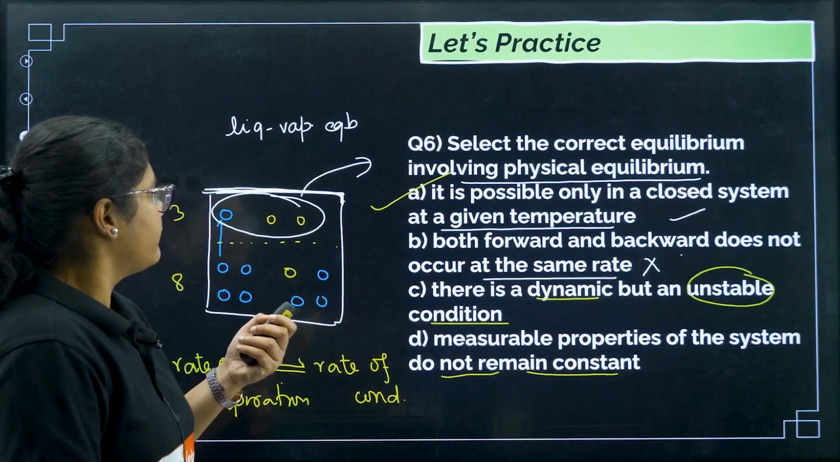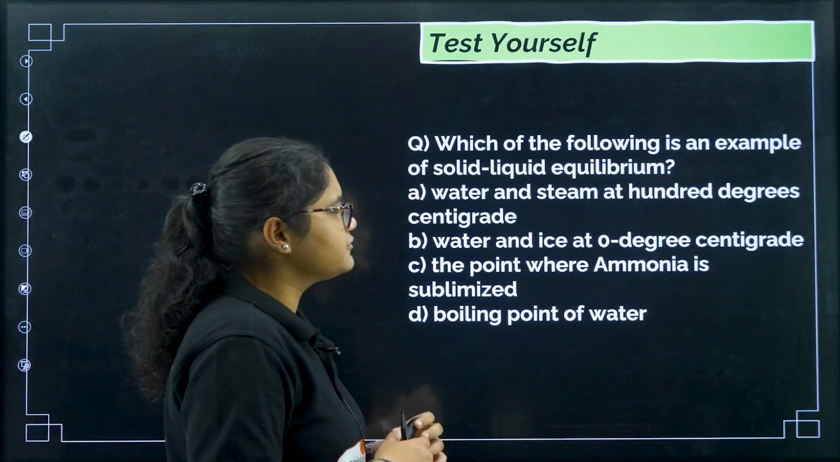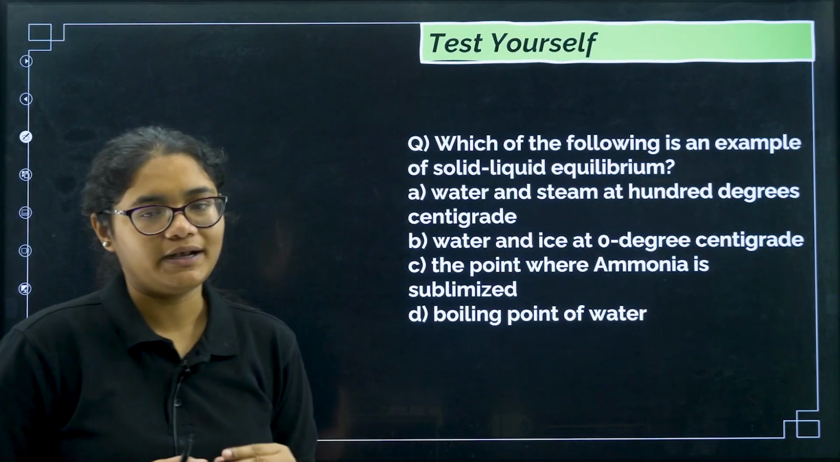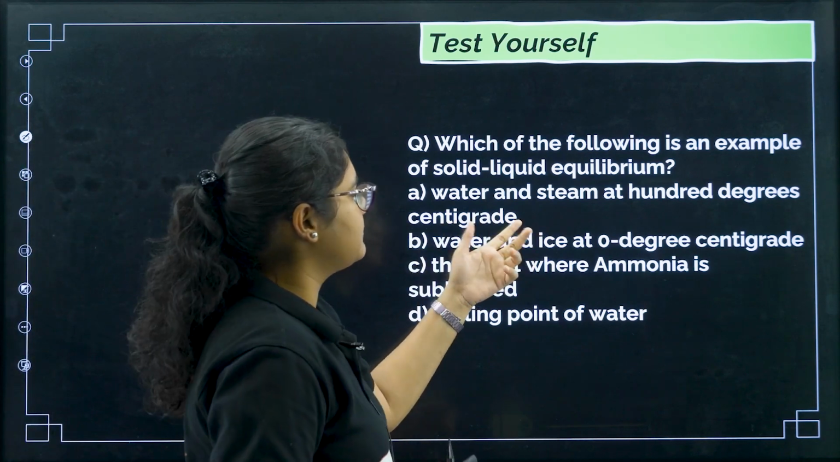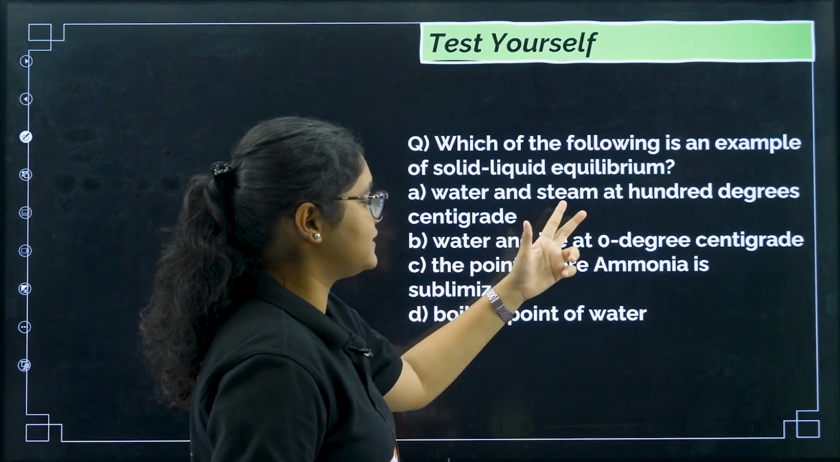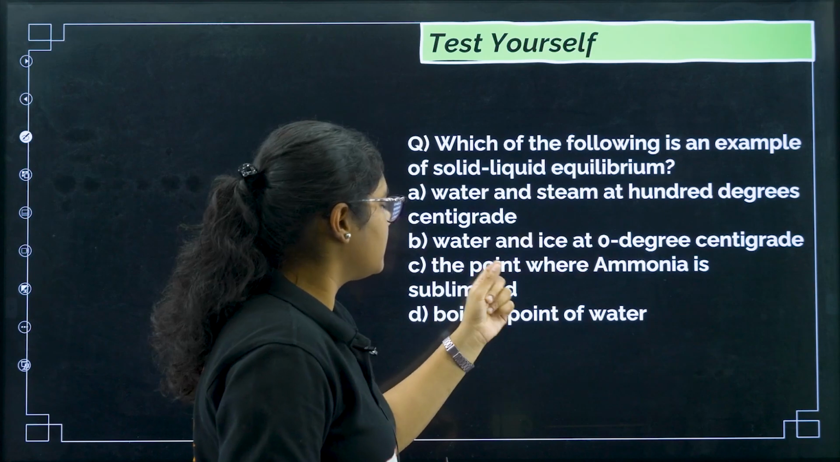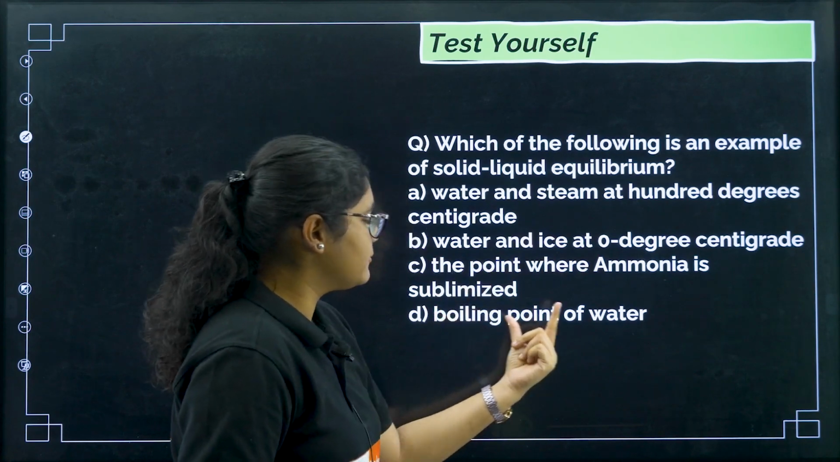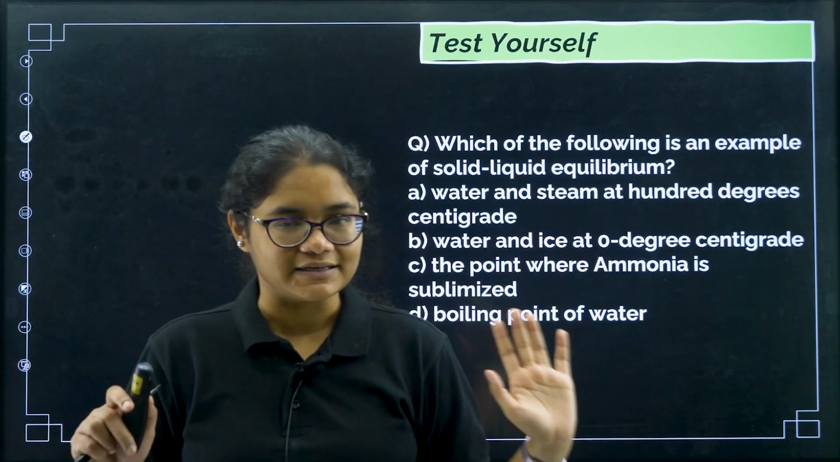Fine. Now this is a homework question. Which of the following is an example of solid liquid equilibrium? Water and steam at 100 degrees centigrade, water and ice at 0 degrees centigrade, the point where ammonia is sublimized, boiling point of water. Just you have to answer, very simple question.